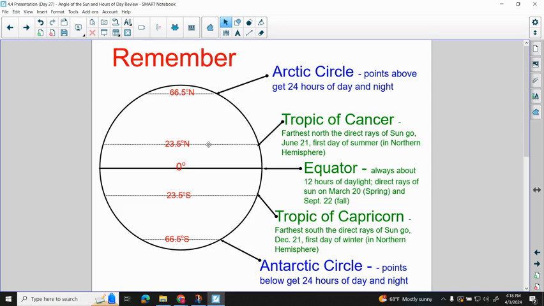These lines, the tropics, represent the furthest north in the case of the Tropic of Cancer, and the furthest south in the case of the Tropic of Capricorn, of where the direct rays of the sun are. They are on the equator on the equinoxes, which is the first day of spring and fall. So here you have the first day of summer, first day of spring and fall, and first day of winter. Okay.